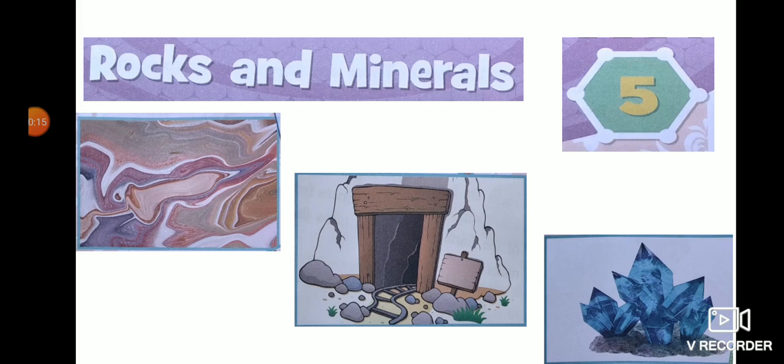We are in chapter 5 of your science book, that is Rocks and Minerals. In this chapter, we are going to discuss different kinds of rocks and minerals. There are three kinds of rock found, and these are igneous type of rock, second one is the sedimentary type of rock, and the third kind is metamorphic.